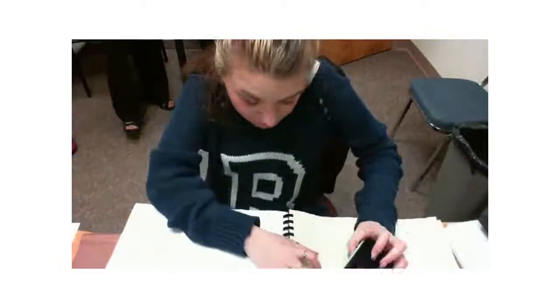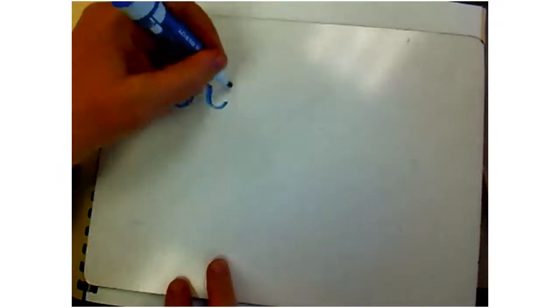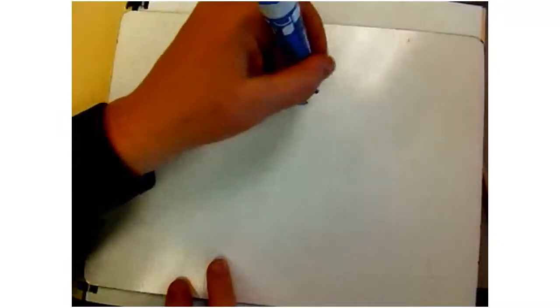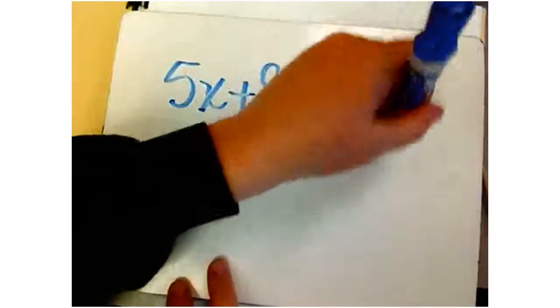So down on the next page, on the "Your Turn," it says CK is 5x plus 9, and CM is 6x minus 13. So what do we need to do? Find x. We know they equal each other, right? Yeah. So 5x plus 9 equals 6x minus 13.